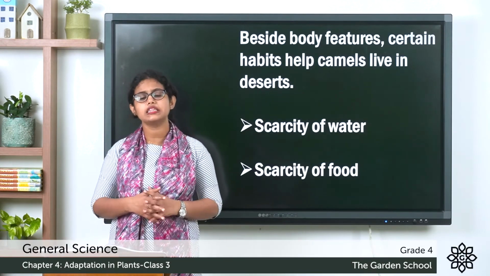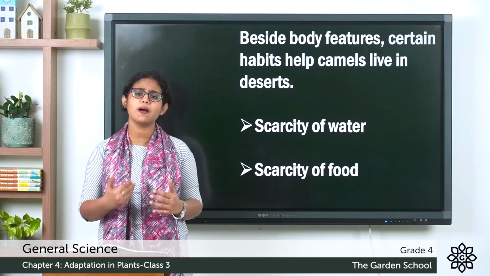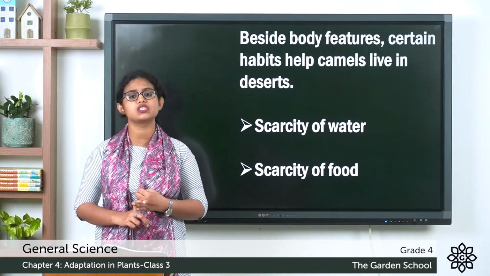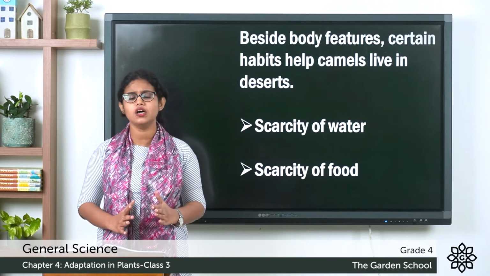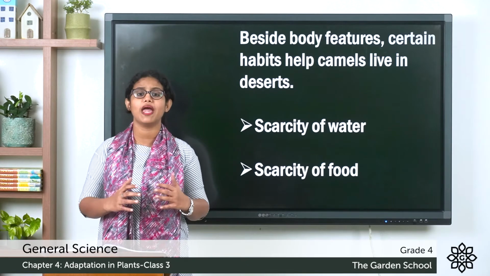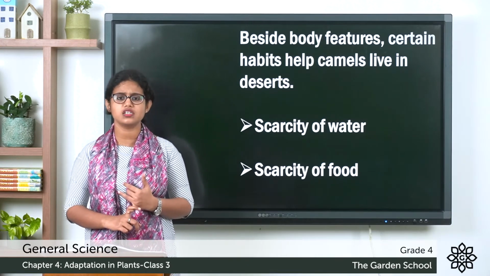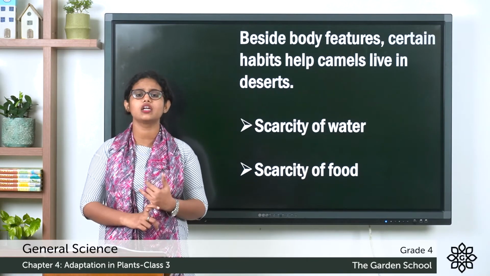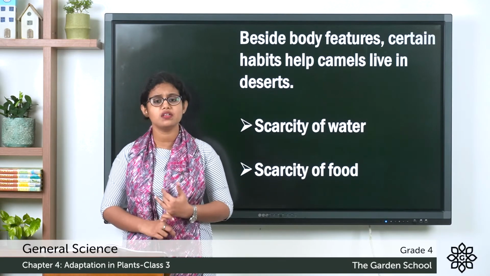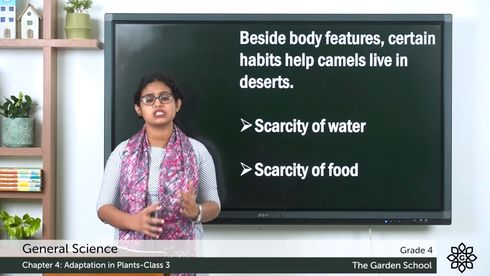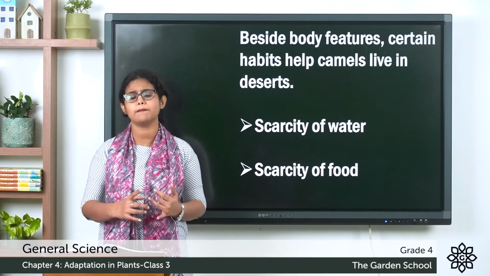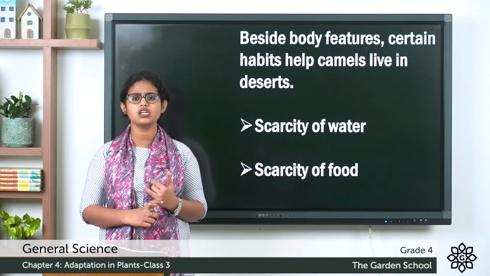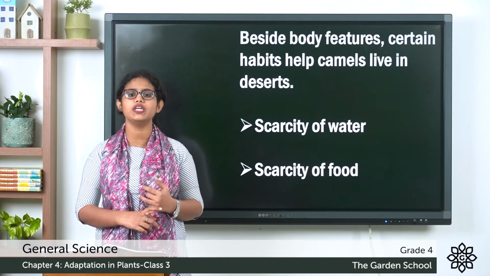So besides these body features, they have some more habits that help them to live in desert. The first one is scarcity of water. Camels can live without drinking water for many days. We know that in desert there is very little rainfall, so plants and animals get very little water. So these camels can survive without water for many days. And when water is available, they drink plenty of water and recover the water which has been lost.